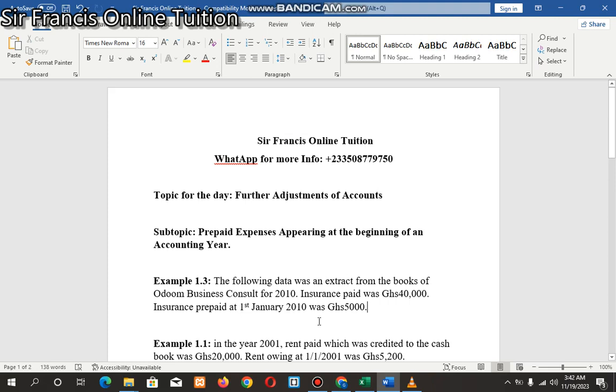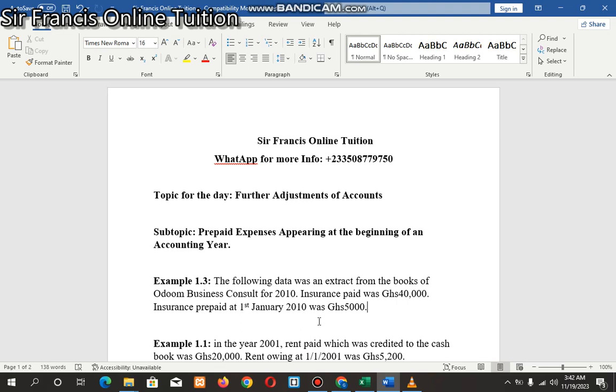Okay, so we said insurance paid was 40,000. So how do you record this transaction using the double entry principle? Expenses paid, here the mode of payment was not specified, so you can choose either bank or cash. I'll go by cash. So we paid insurance by cash, 40,000. Your cash is reducing, so according to the double entry principle, you have to credit your cash account, then you debit your corresponding account, which is the insurance. Insurance is increasing, so you have to debit it.